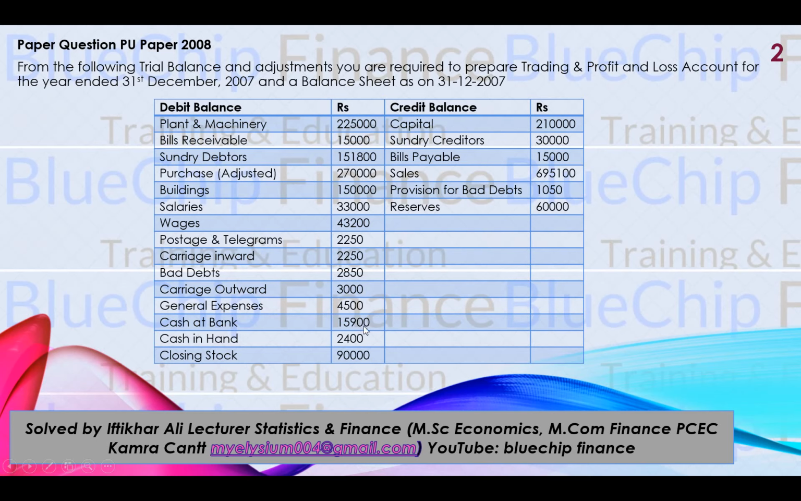All these three things are your asset, capital is your liability, sundry creditors is your liability, bills payable is your liability. So these three should be included in the liability side of the balance sheet. Sales is your direct revenue. Provision for bad debt should be treated in the adjustment of the new provision of bad debts, and reserve is your liability. So knowing the balances is very important for you.